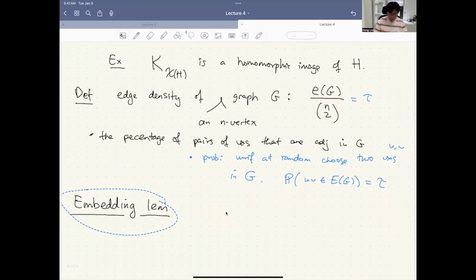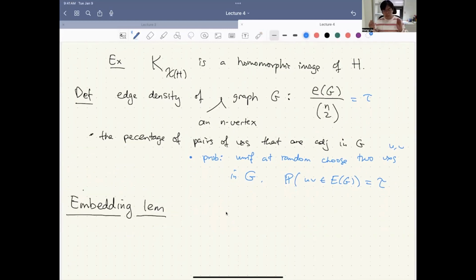Now let's state the embedding lemma. It says that no matter how complicated a graph we begin with, in terms of forbidding a graph, we can always pass to a much simpler bounded size graph where the forbidden graph becomes, we forbid all its homomorphic images. Let me state it.